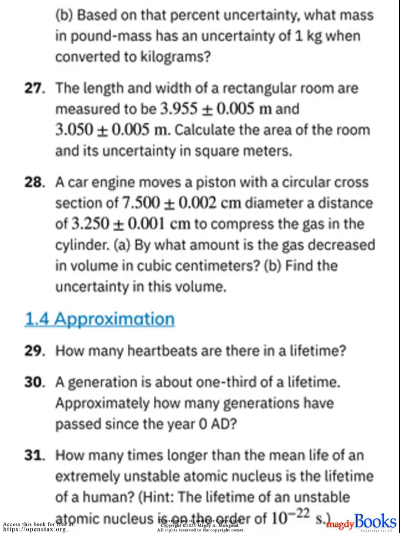and 3.050 plus or minus 0.005 meter. Calculate the area of the room and its uncertainty in square meters. 28. A car engine moves a piston with a circular cross-section of 7.500 plus or minus 0.002 centimeter diameter, a distance of 3.250 plus or minus 0.001 centimeter to compress the gas in the cylinder. A. By what amount is the gas decreased in volume in cubic centimeters? B. Find the uncertainty in this volume.